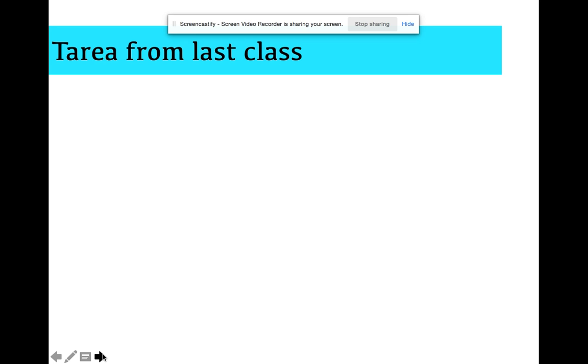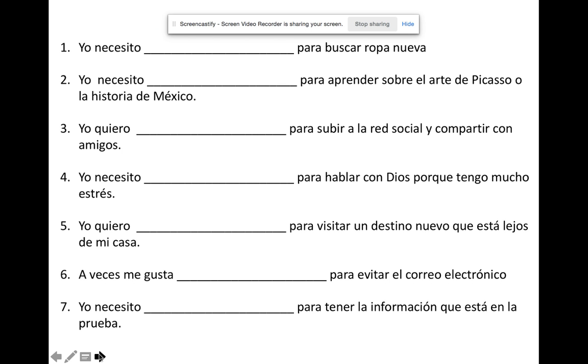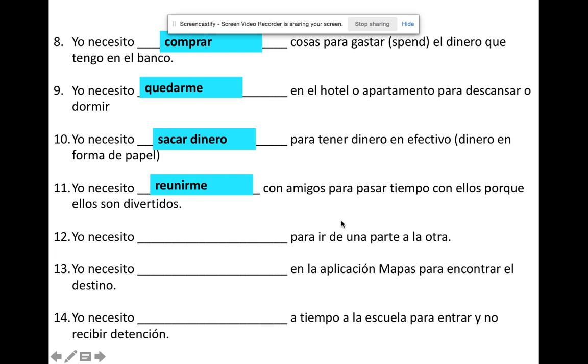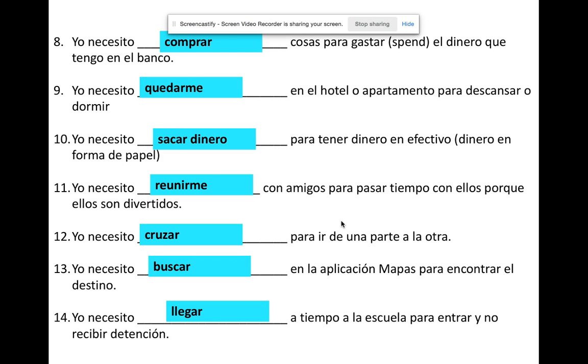Okay, so to go over the vocab or the tarea from last class, I will do a quick flash of the answers. Pause the video if you need more time. All right, so hopefully you got those all correct. However, if you have questions, please share those with me, or maybe if you would like something specific checked, need an explanation, whatever it may be, feel free to share that with me.